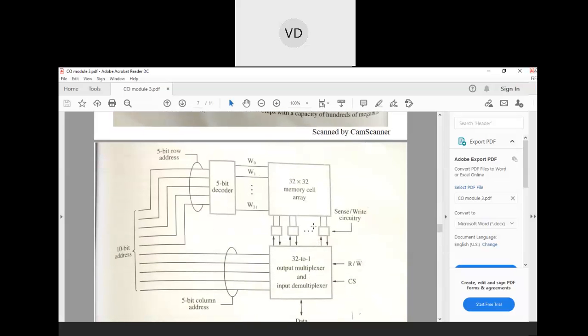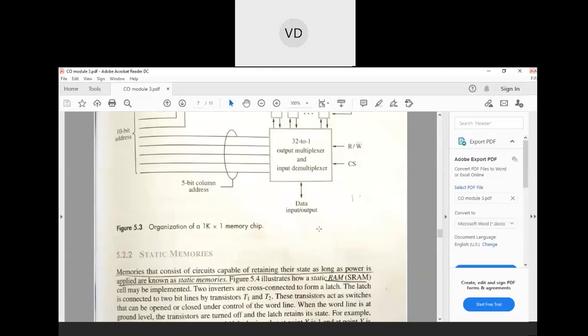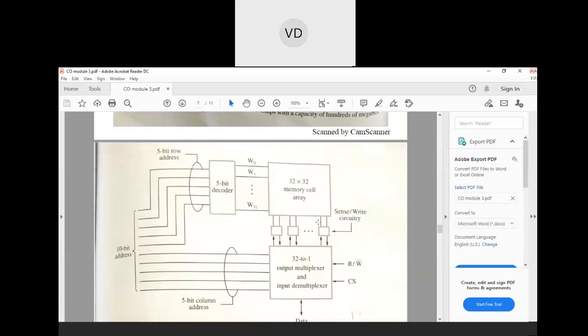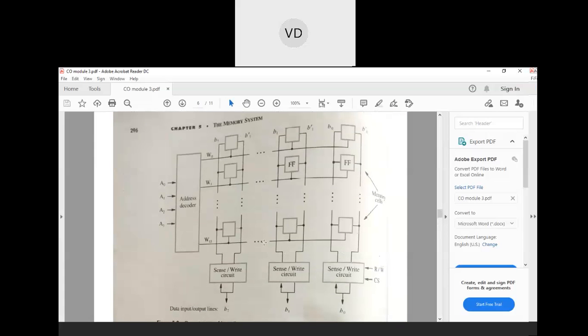In the larger format of that we have seen here, the address is decoded, then the word is selected. Out of that, according to the sense and write circuitry, the data is read or written, and then we are going to get the output. So this is what happens here. Generally in the exam they will ask only this block diagram.